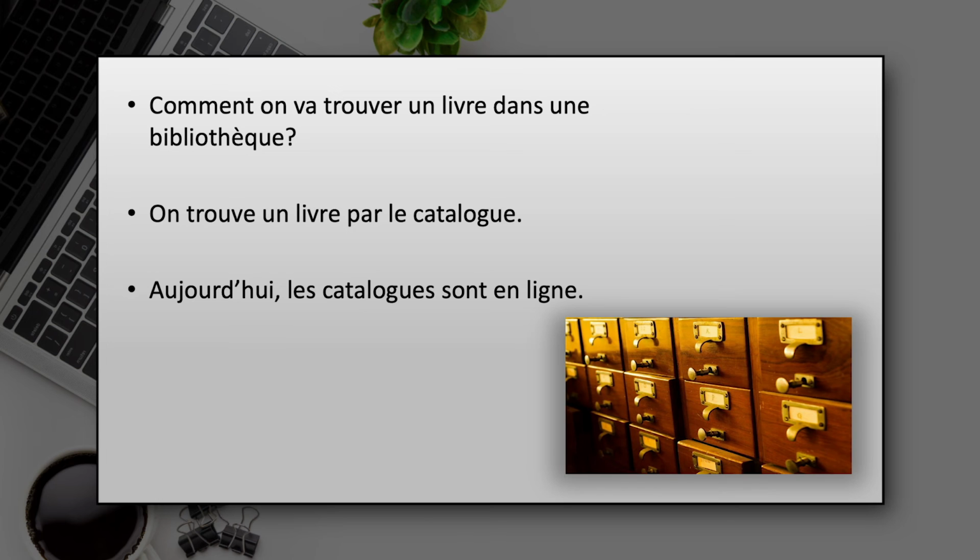So, you know what a catalog is. A catalog is where you have a series of objects in some order. It can be alphabetical order, it can be subject wise, it can be even a product catalog that we talk of these days so much. So, on trouve un livre par le catalogue. We find a book by the catalog.